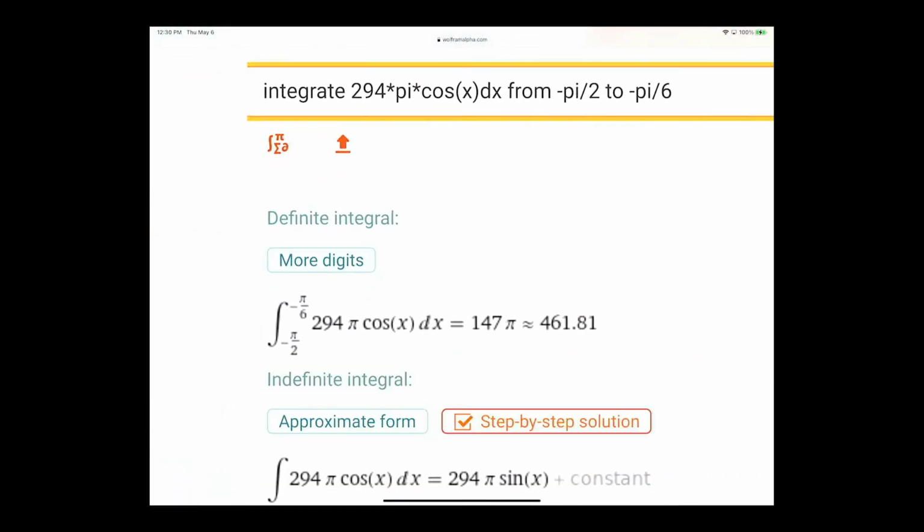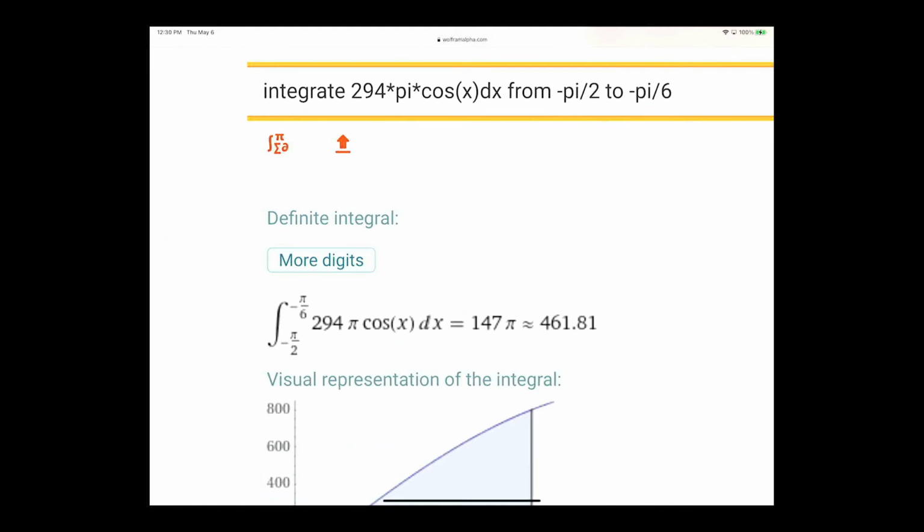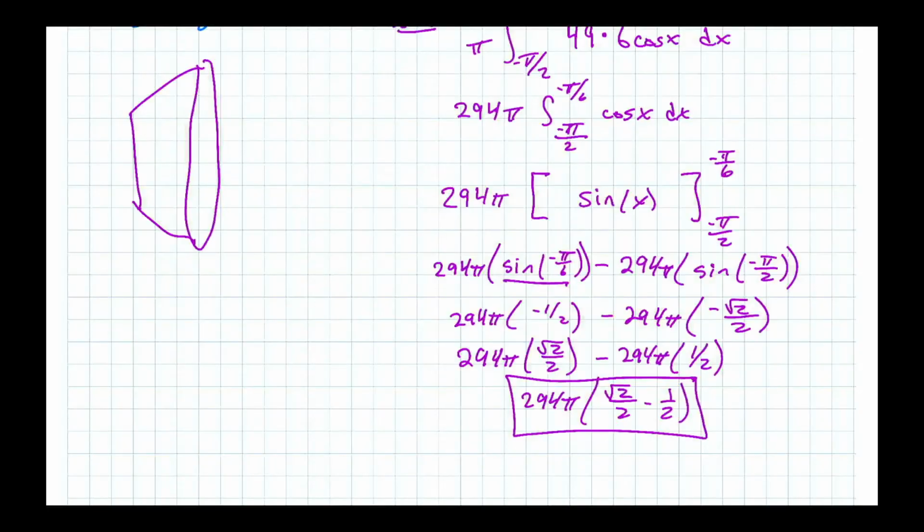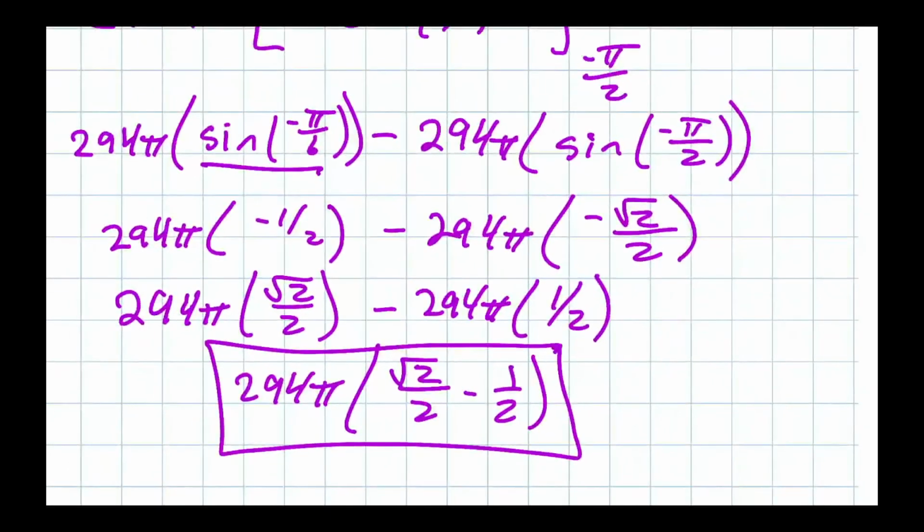147 pi. Oh, okay. I'm an idiot. What am I doing here? In my head, I treated this like this was pi over 4. This is 90 degrees. Sine of pi over 2 is 1. Sine of negative pi over 2 is negative 1. This was just negative 1.